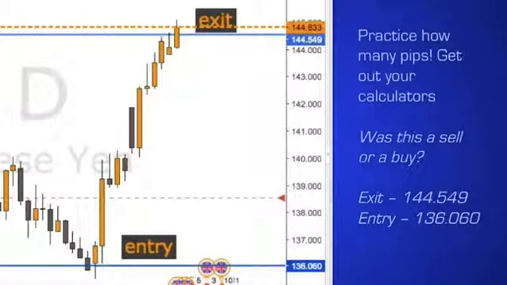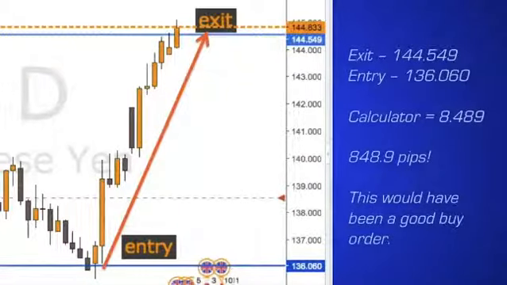All right, now I want you to try. Practice. How many pips did you get? If you entered, notice at the bottom, your entry is at 144.549, and you exit at 136.06. How much did you gain? And here's another question. Was this a buy or a sell? Well, why would you get in for this? Would you get in for a buy or would you be getting in for a sell? So 2 questions. How many pips? And would you be getting in for a buy or a sell?